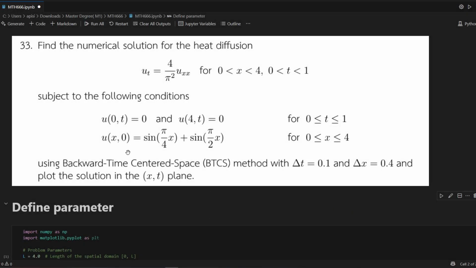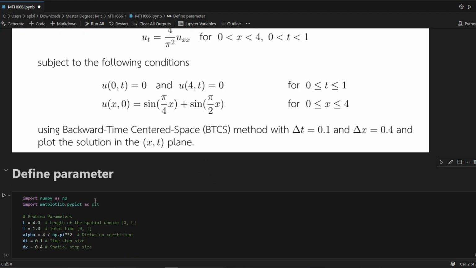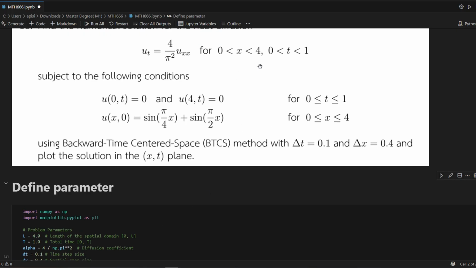Hello everyone, today I will show you how to find the numerical solution for the heat diffusion equation using the backward time center space method. The first thing that we need is the parameters the problem gives us. We know the total length of the domain and the total time of the domain. We have a total length of 4 and a total time of 1, and the diffusion coefficient is 1 divided by pi squared. The time step size is 0.1, and the spatial step size is 0.4.